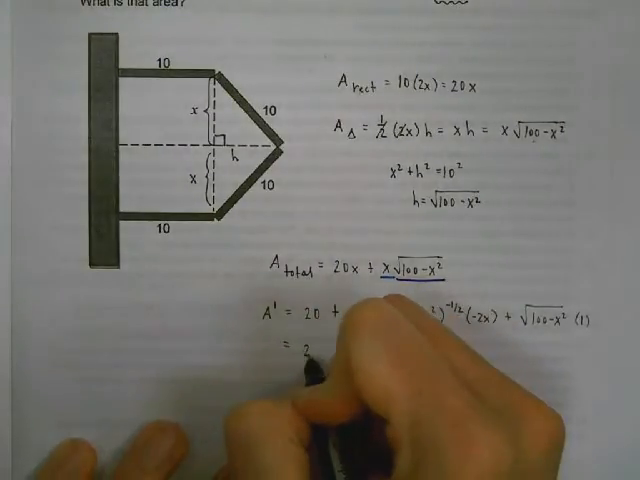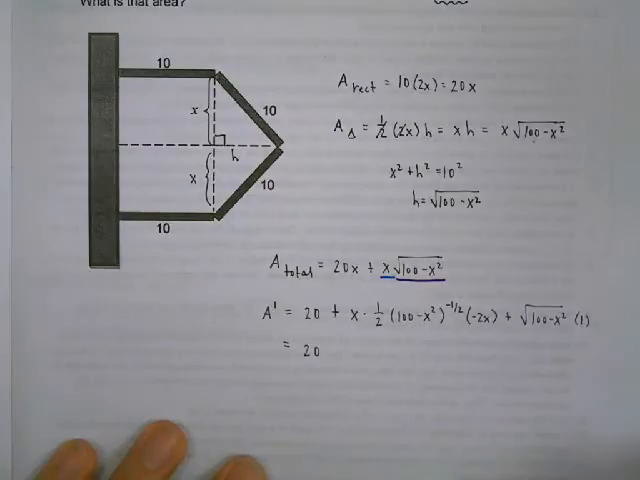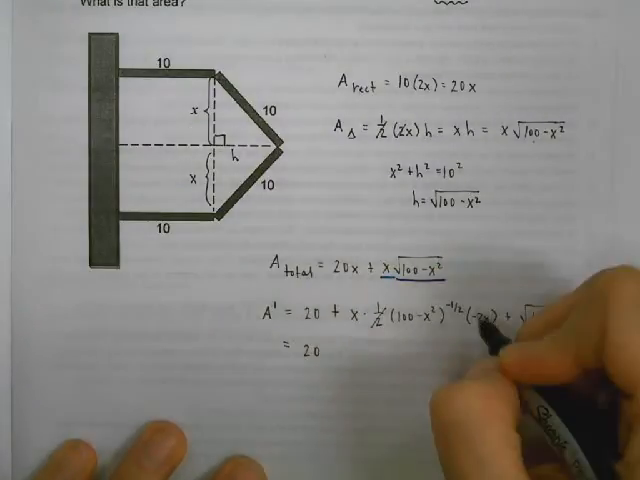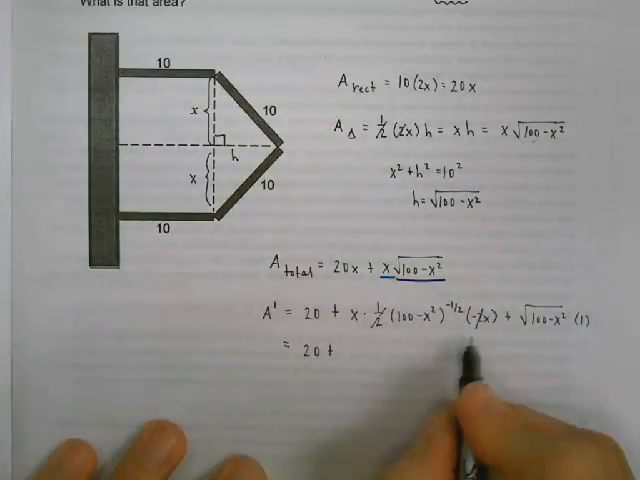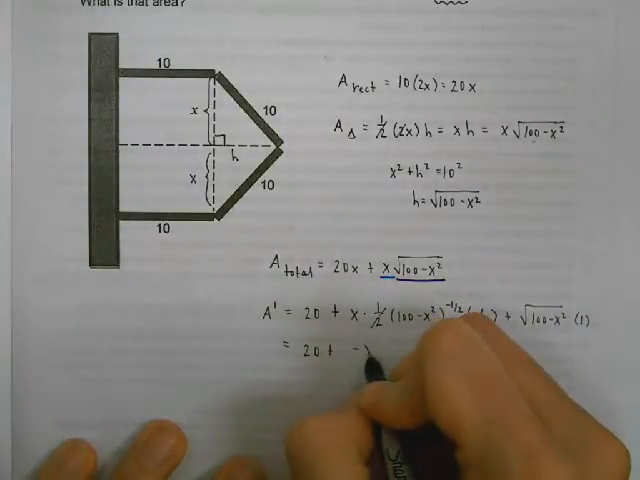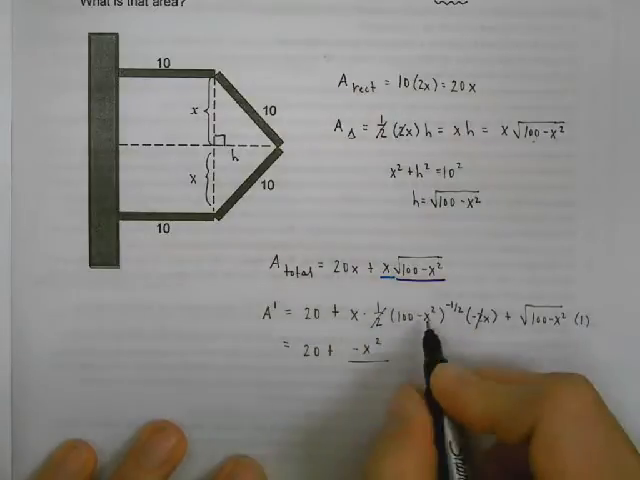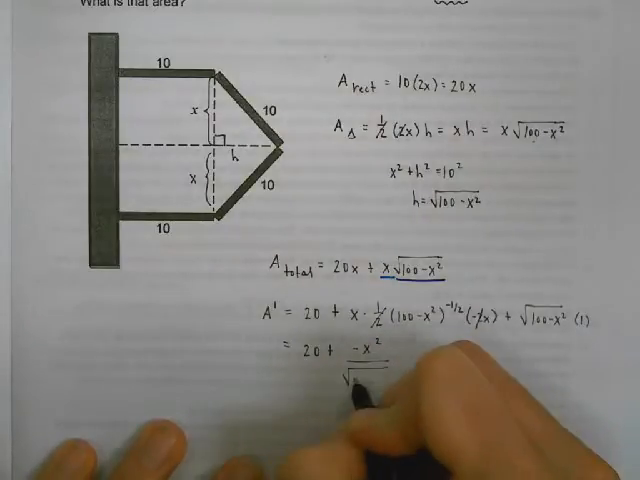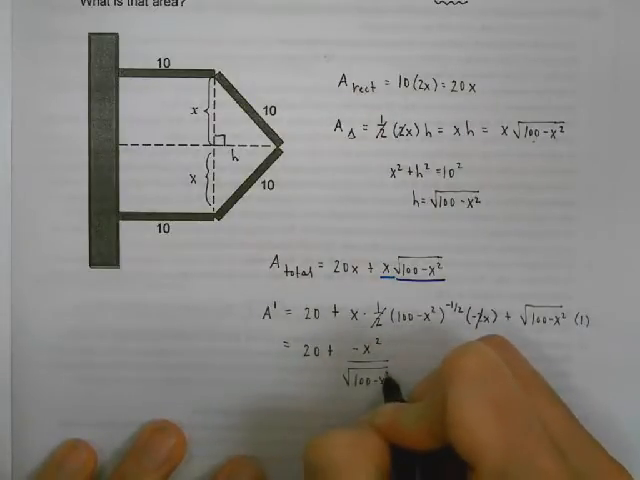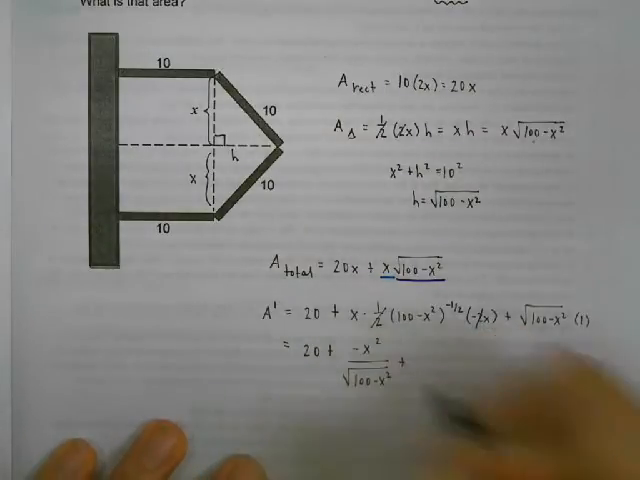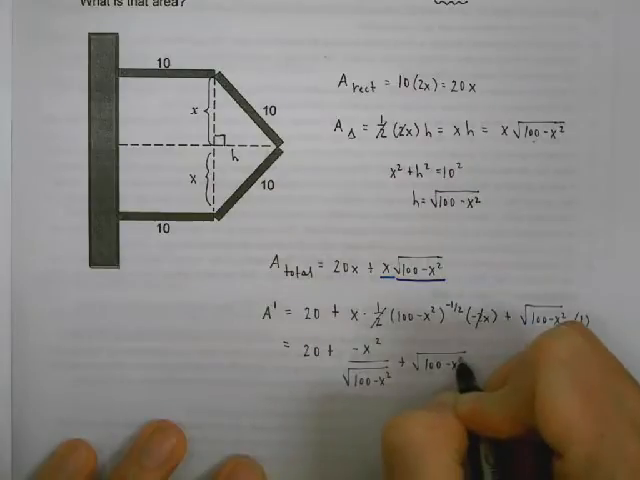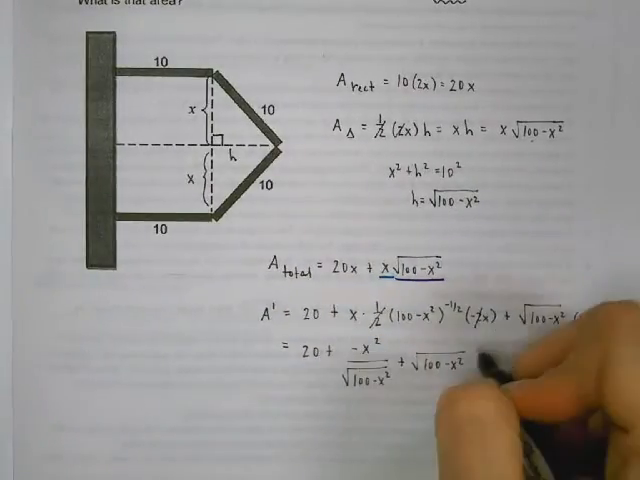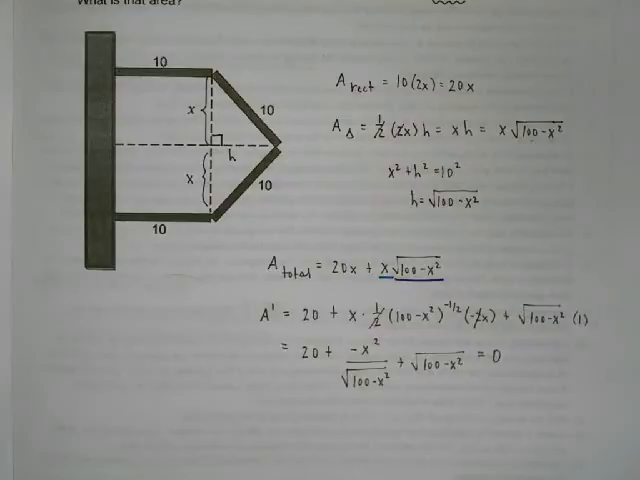So I'm going to do a little bit of cleanup here. Let's see, my 1/2 and my 2 cancel out. So I'm going to get 20 plus negative x squared over the square root of 100 minus x squared. And then I have plus the square root of 100 minus x squared. And I want to know where that's equal to 0.